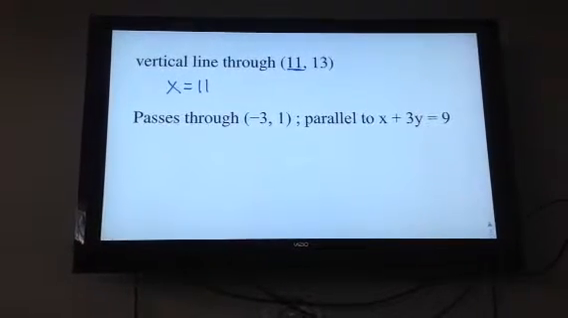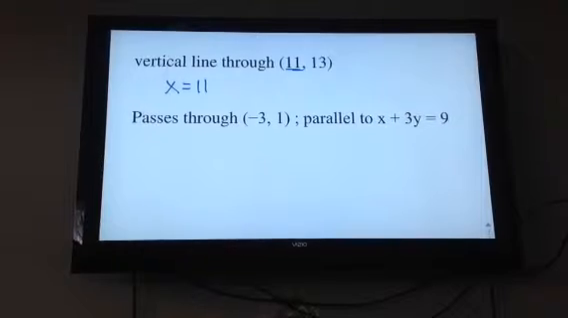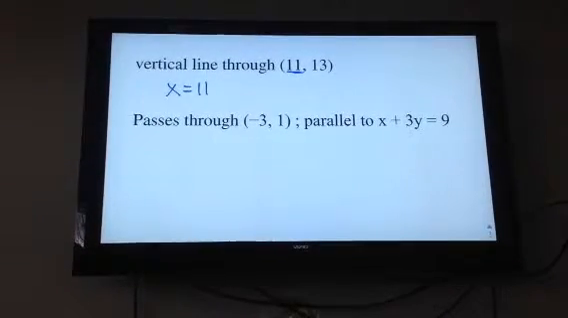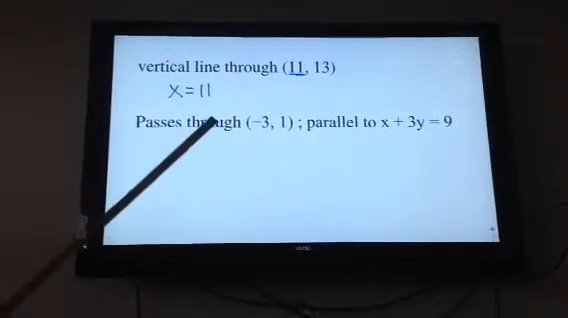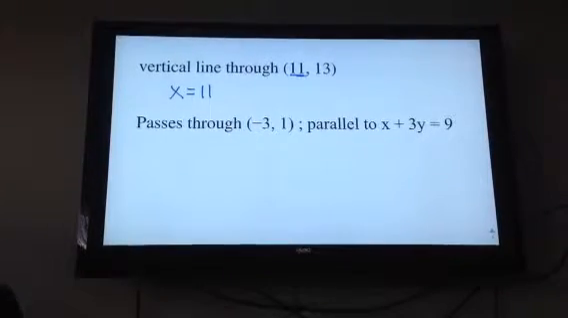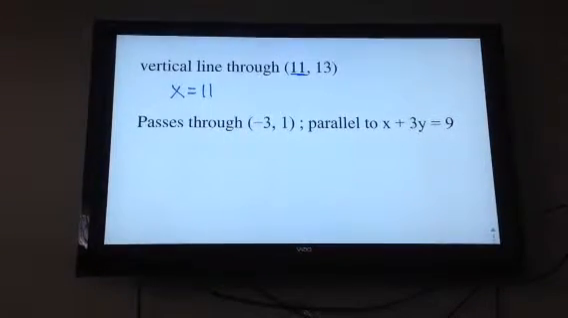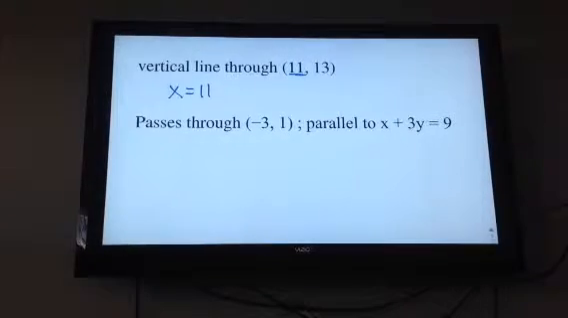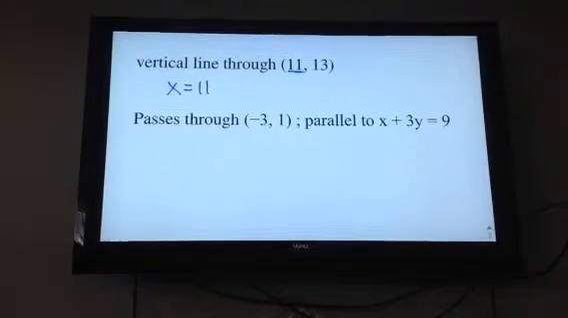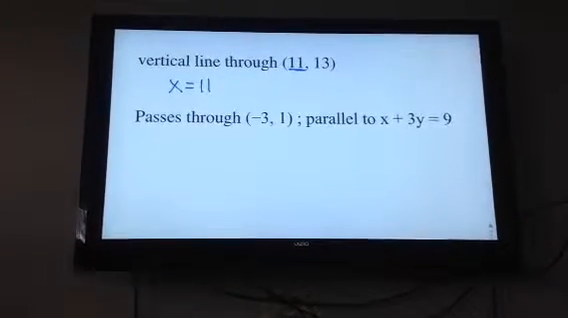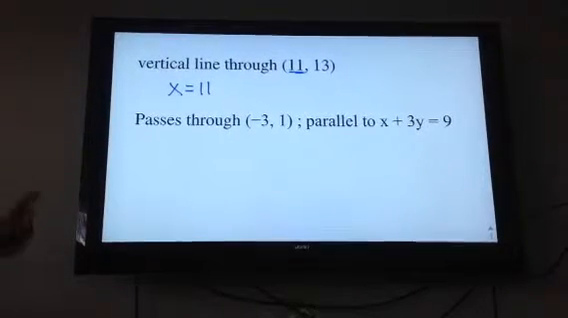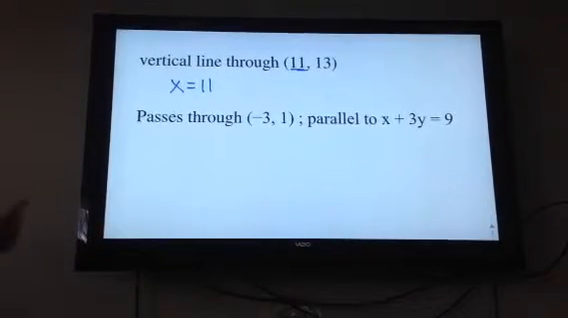And done. Okay, all brain question. No work to do. All right, passes through the point (-3, 1) and parallel to this. Whenever you see the words parallel or perpendicular, that is giving you information about the slope. So it's parallel to that line, so I need to find the slope of that line.